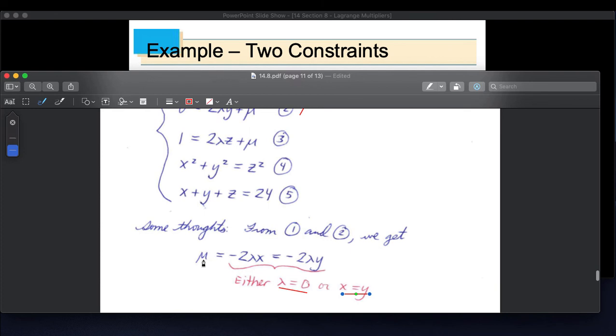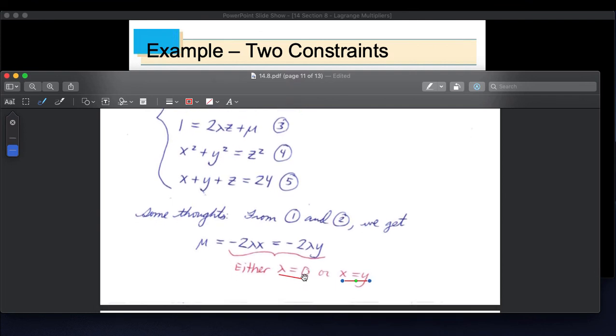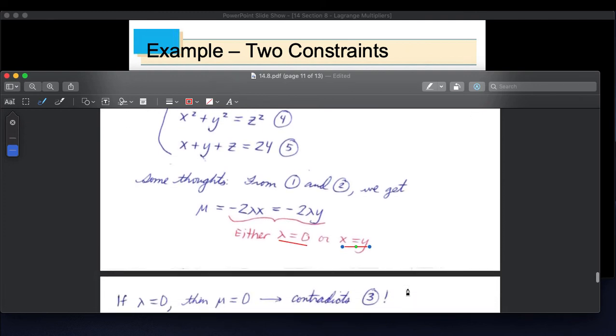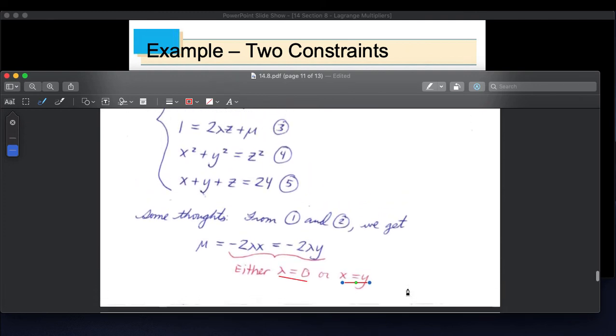So again, this is me playing around, just being flexible, trying not to let myself get flustered too easily. And if I let either lambda equal 0 or x equal y, then let's go ahead and kind of test those. Okay, so I have two different cases here. So this is going to be case 1, and this is case 2.